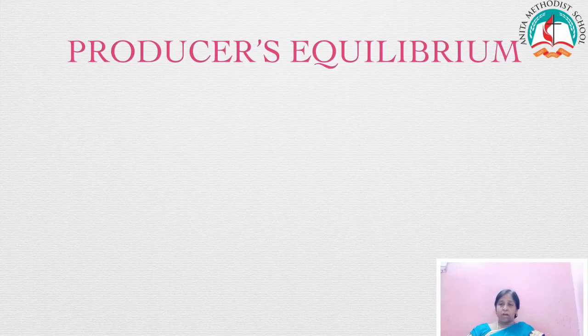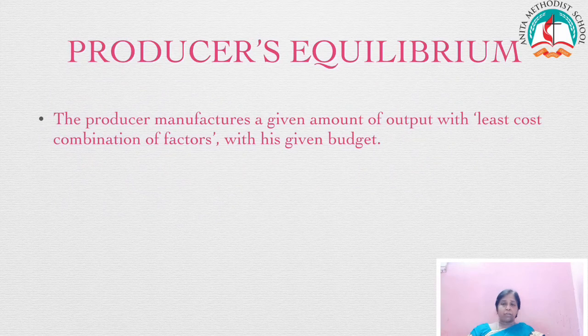Children, we already know the concept of producer's equilibrium, the point at which the producer obtains maximum profit, and that is known as equilibrium. Here the producer manufactures a given amount of output with the least cost combination of factors. That is, according to the budget amount, the producer uses the two factors and produces the product at less cost. The point at which he produces is called the equilibrium. That is the meaning of producer's equilibrium.